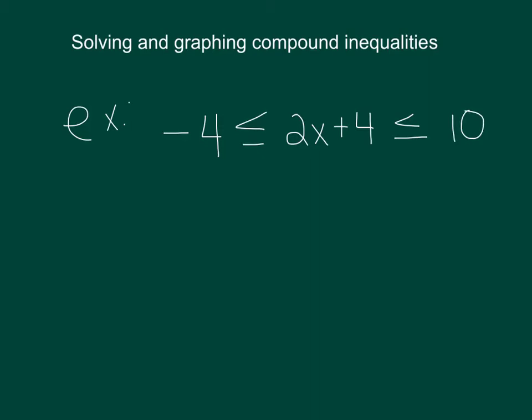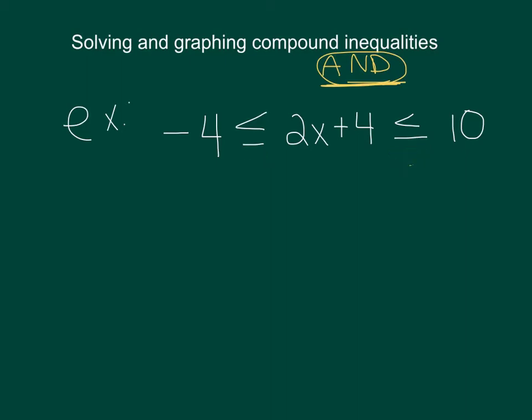So remember that when you have two things that are combined, we have two inequalities, and now we have an "and" statement. Because this is the same thing as saying 2x plus 4 is greater than or equal to -4 and less than or equal to 10. So it's a conditional, compound inequality. Okay, so how do we solve this?